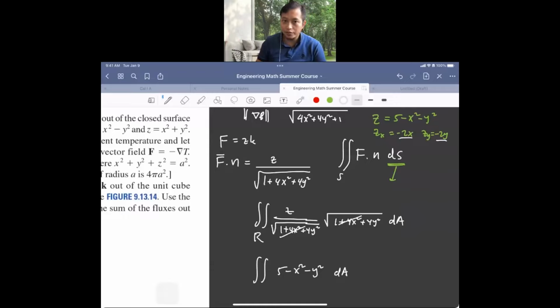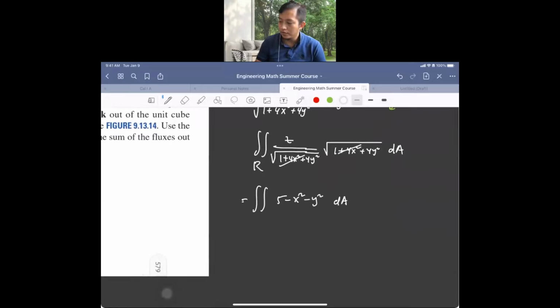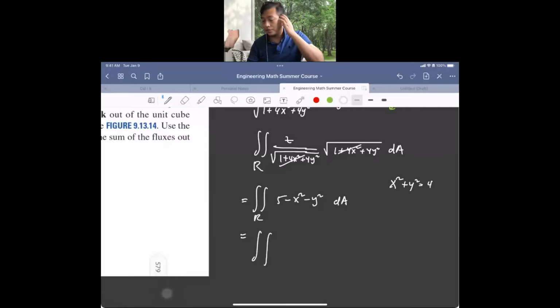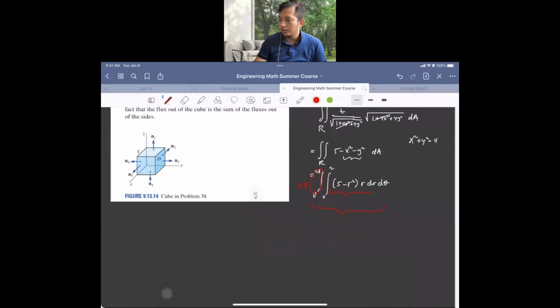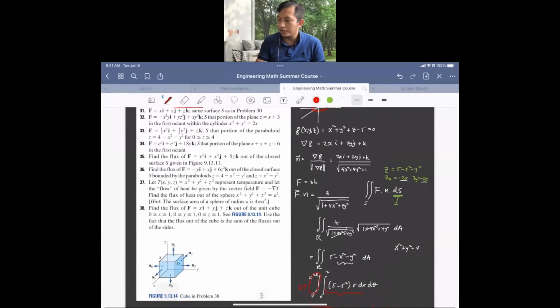You could start with dy dx or dx dy, but since it's a circle, I think it's better to go for polar. So this whole thing becomes polar. This circle is x squared plus y squared equal 4, right? So the radius is from 0 to 2 and the angle is from 0 to 2 pi, and this will be r squared, and it's r dr d theta. You can integrate easily, first with r, and the theta has no other variables, so you can just write 2 pi in front. Okay, and that's number 30, the flux.